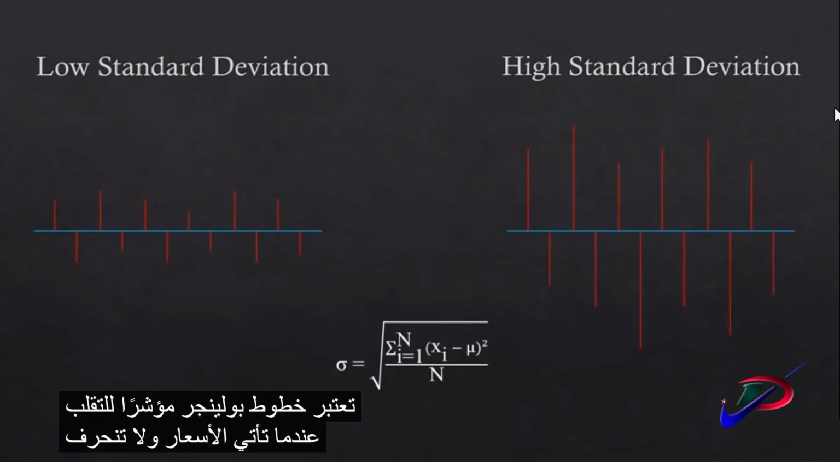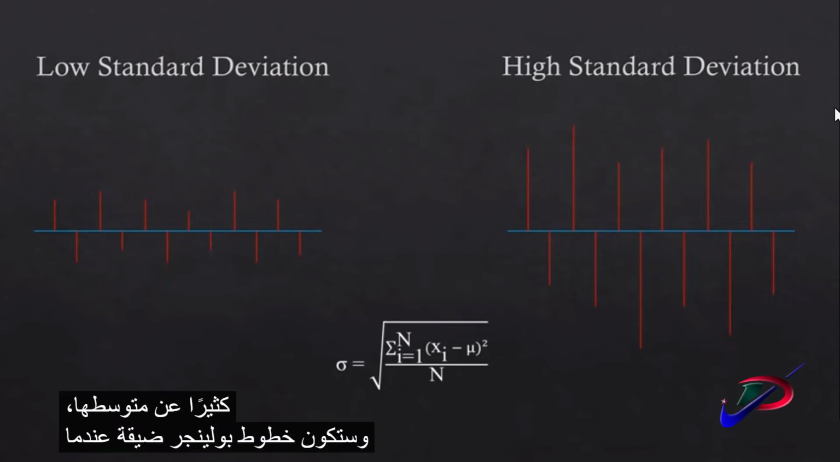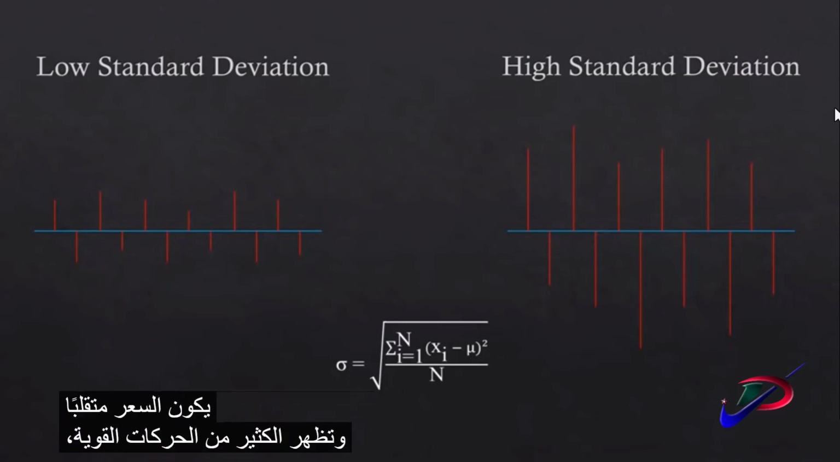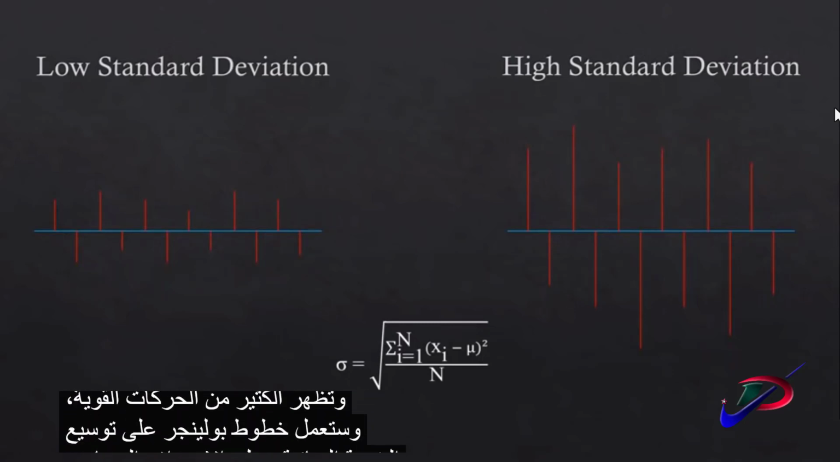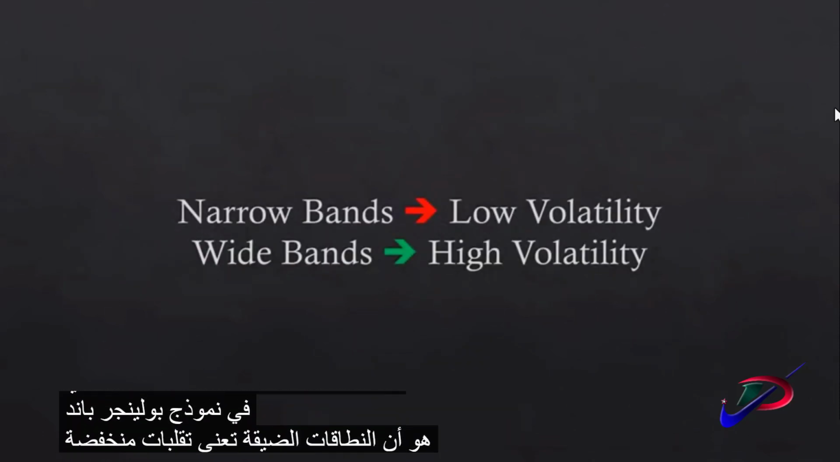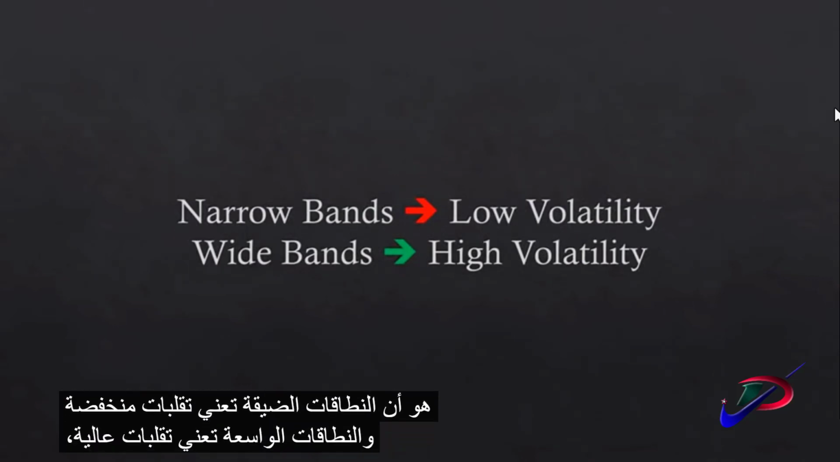When price is calm and not deviating too much from its mean, the Bollinger Bands will be narrow. When price is volatile and showing a lot of powerful movements, the Bollinger Bands will expand. The bottom line about standard deviation in the paradigm of Bollinger Bands is that narrow bands mean low volatility and wide bands mean high volatility.